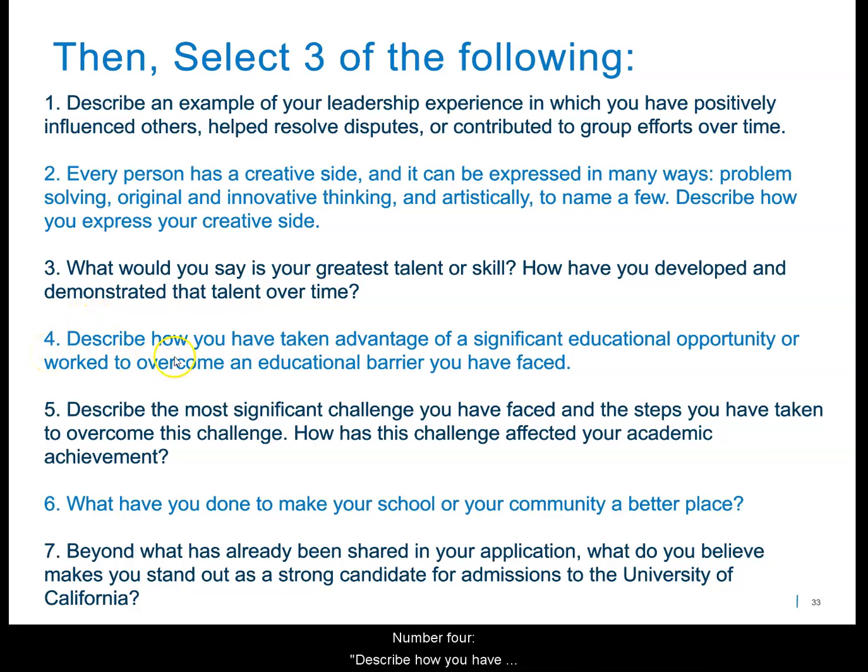Number 4, describe how you have taken advantage of a significant educational opportunity or worked to overcome an educational barrier you have faced. And number 5, describe the most significant challenge you have faced and the steps you have taken to overcome this challenge. How has this challenge affected your academic achievement?